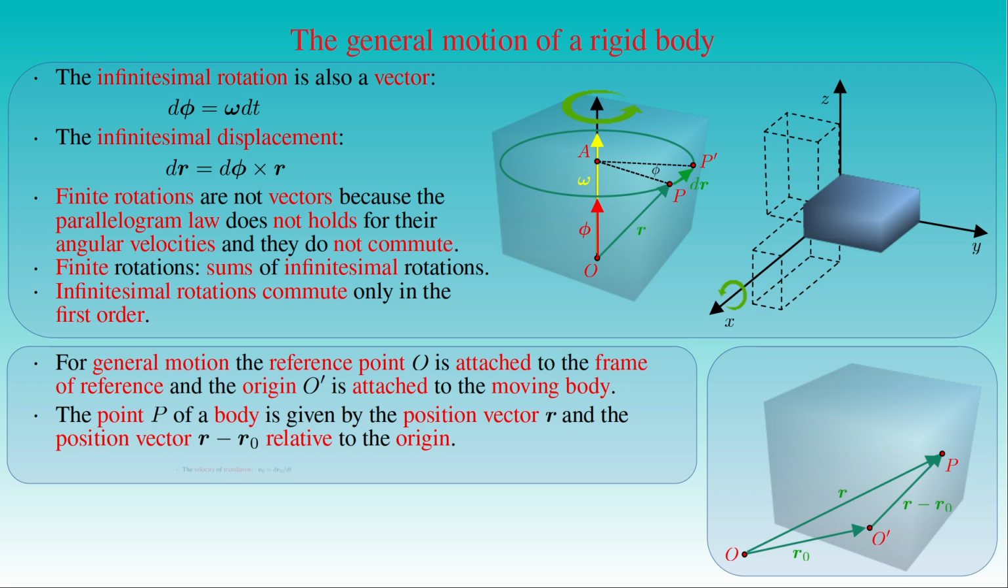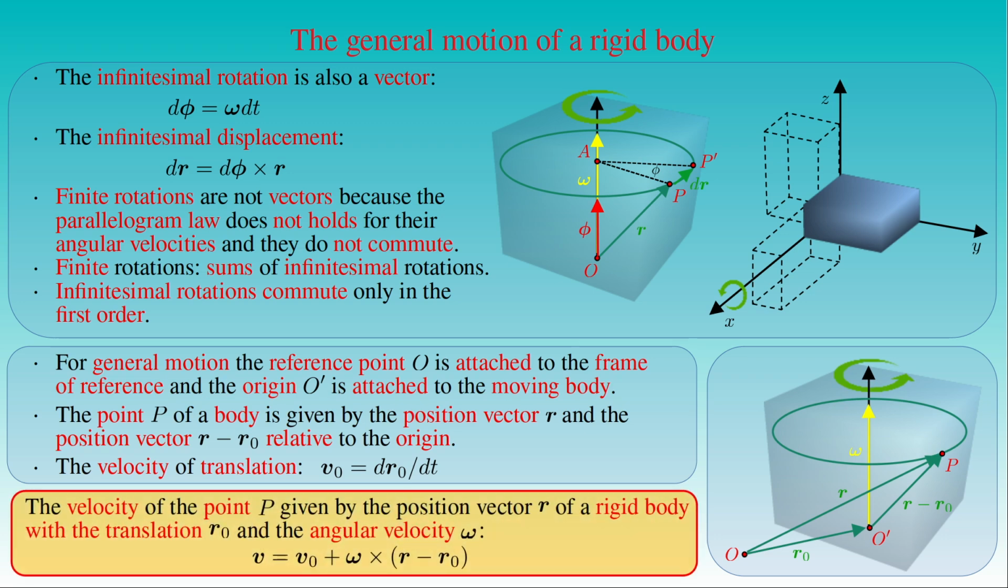Here the translation velocity v0 of the body is given by the derivative of the translation vector r0 with respect to the time t. The origin O' was chosen such that the instantaneous axis of rotation with the angular velocity omega passes through it. Then the velocity v of the point P is given by its translation velocity v0, plus the cross product of the angular velocity omega of the rotation and the relative position vector r minus r0.